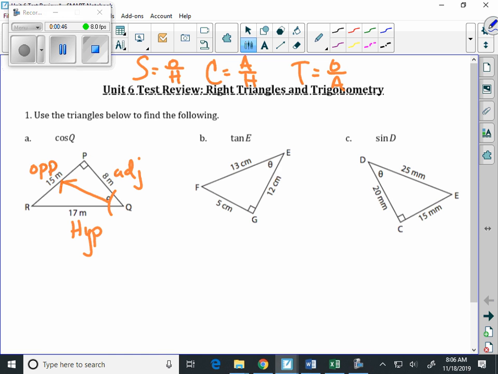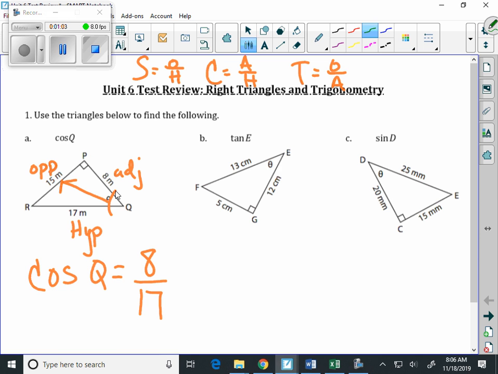So when we set this one up here on 1a, our cosine of angle q equals the adjacent, which is 8, divided by the hypotenuse, 17.